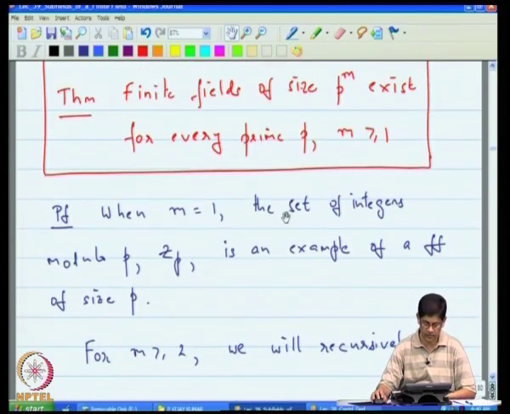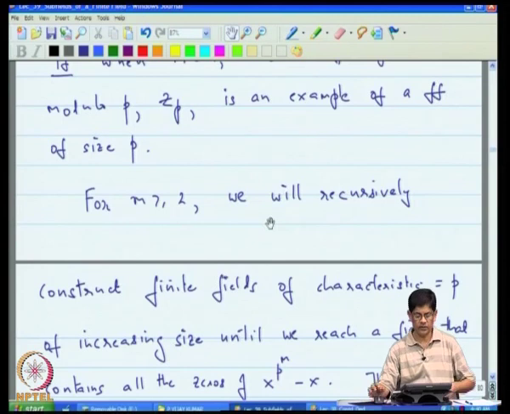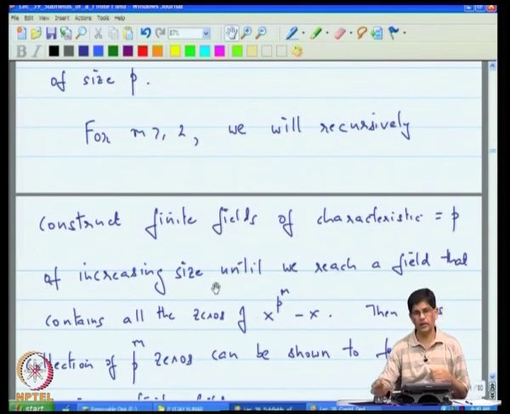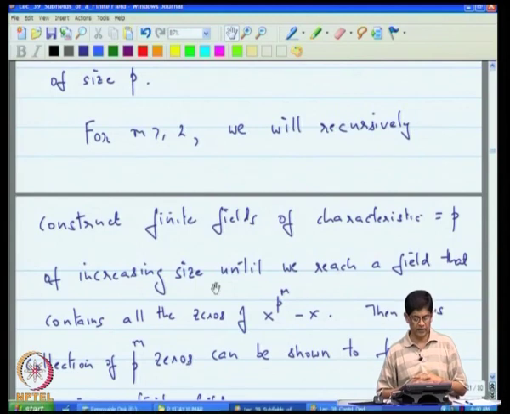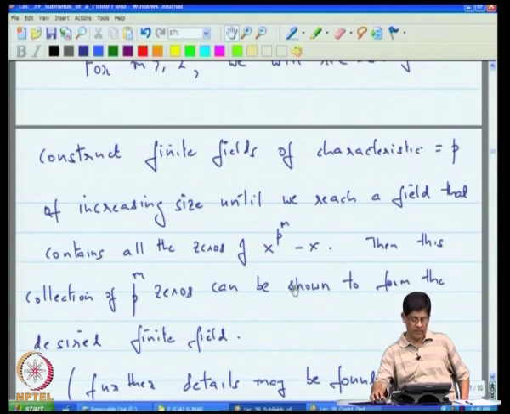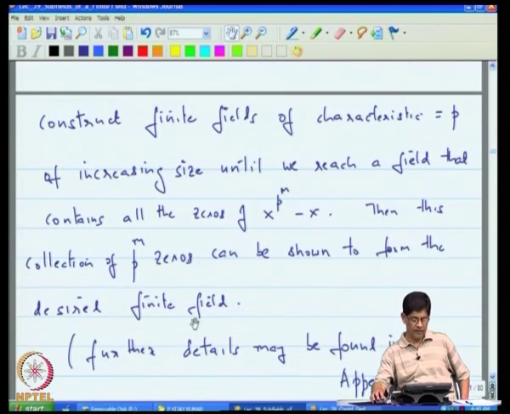The more interesting case is when m is greater than or equal to 2. How do you construct finite fields of size p to the m when m is greater than or equal to 2? In this case, we will recursively construct finite fields of characteristic p of increasing size. We start with a finite field Z_p of characteristic p, and you keep building on it until you reach a finite field that contains all the zeros of this particular polynomial.